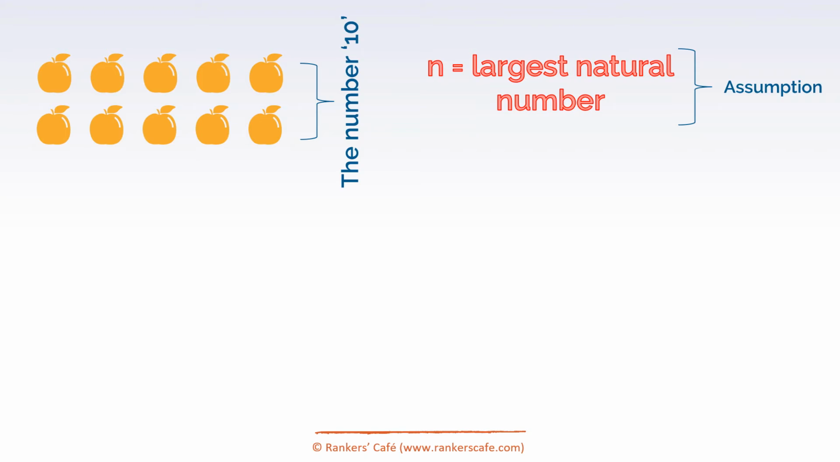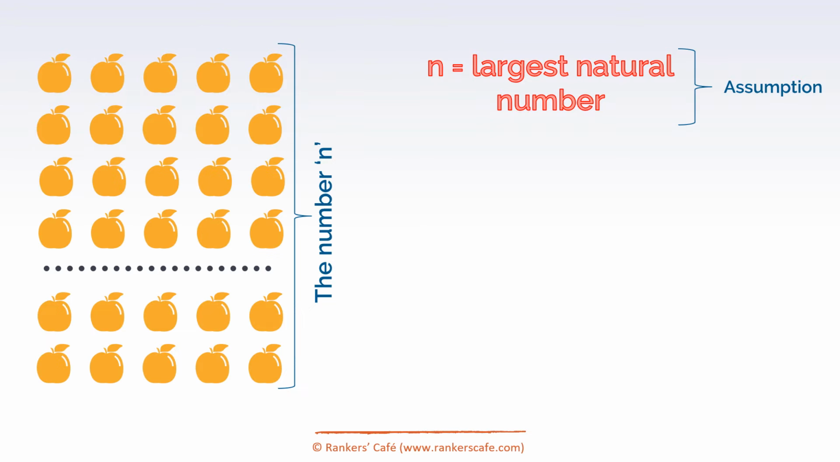So let us make an assumption. Let us assume that there is a largest natural number and let us represent it with the letter n. We don't know the value of n yet, so let us try to find it out. First, let us represent the number n using apples. The natural number n is represented by n apples as shown. We have assumed that n is the largest natural number.